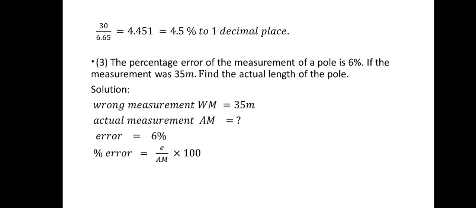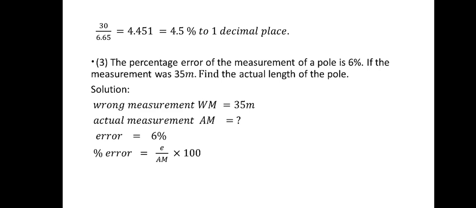The percentage error of the measurement of a pole is 6%. If the measurement was 35 meters, find the actual length of the pole. Here the percentage error is given, and the wrong measurement is 35. So find the actual length. Somebody measured the length of a pole wrongly and got 35 meters. And the percentage error is 6%. So what is the actual measurement of the pole?